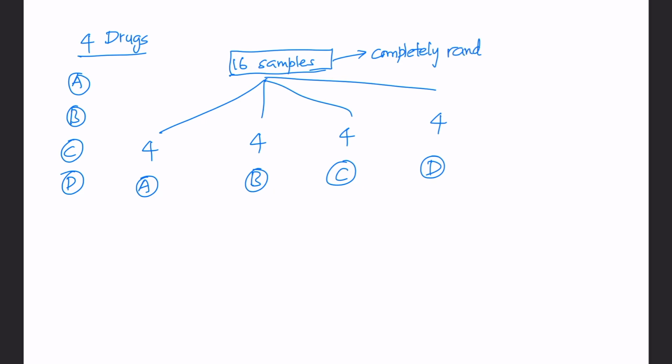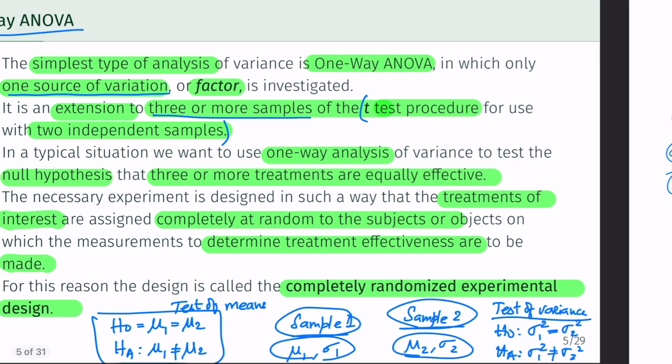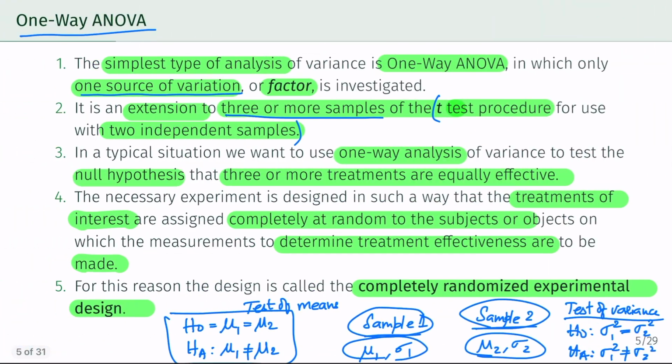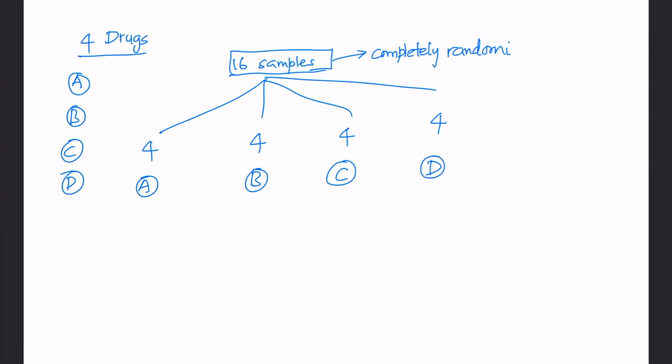So in this process it's completely randomized. For example, we ask each of them to draw a number, and we assign their group based on what they draw. So this is an example of a completely randomized experimental design. So we have 4 drugs. Now, what would be the H0 and what would be HA? What would be the null hypothesis and what would be the alternative hypothesis?